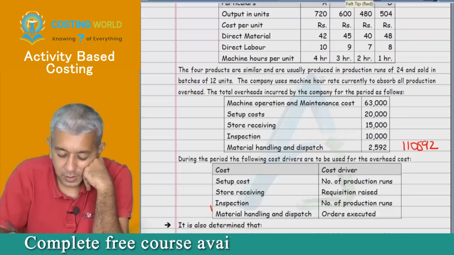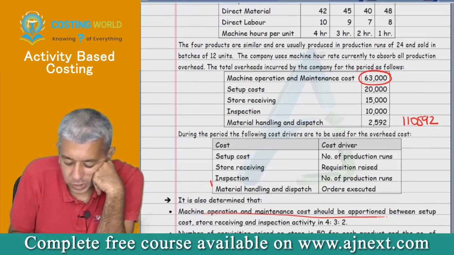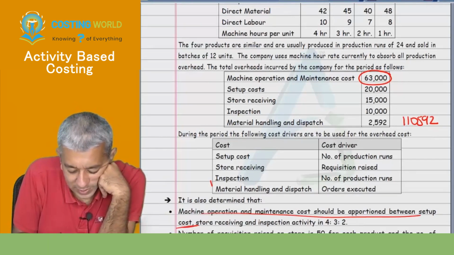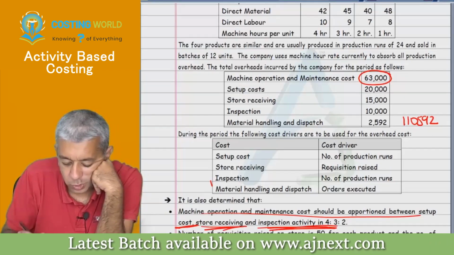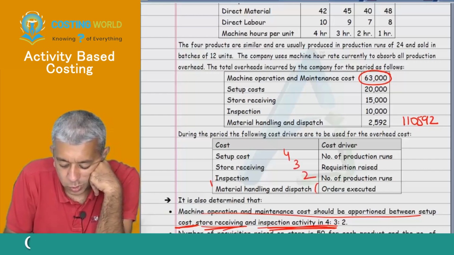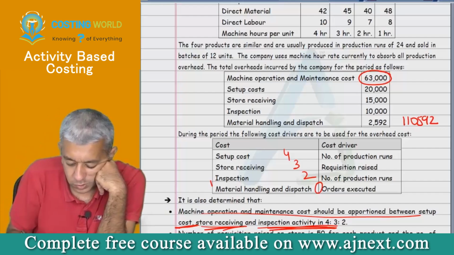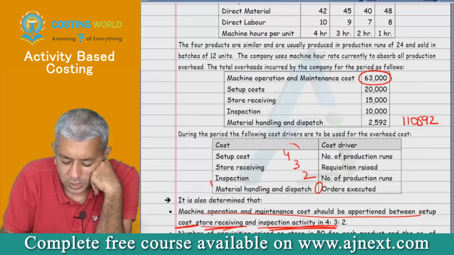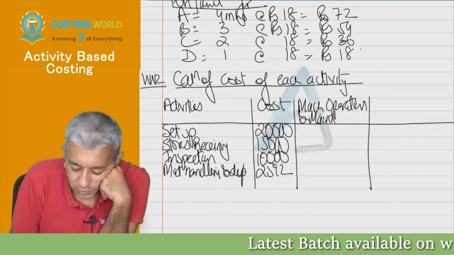Now see, what was given about this particular line? Machine operation and maintenance shall be apportioned between setup cost, stores receiving and inspection activity in the ratio of 4:3:2. Can I say this will get 4, this will get 3, this will get 2, so this will get 0. Is that okay? Okay, so do one thing. 4 plus 3 plus 2 is how much? 9. So therefore do one thing.